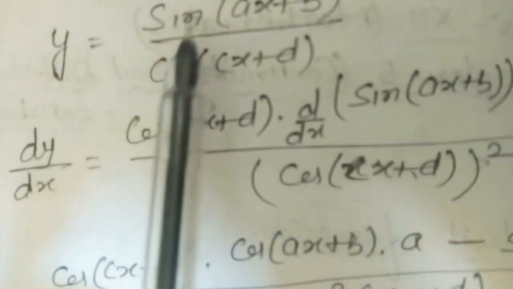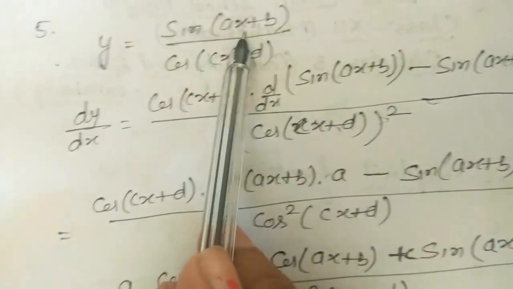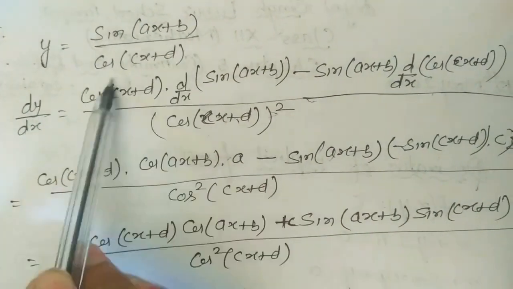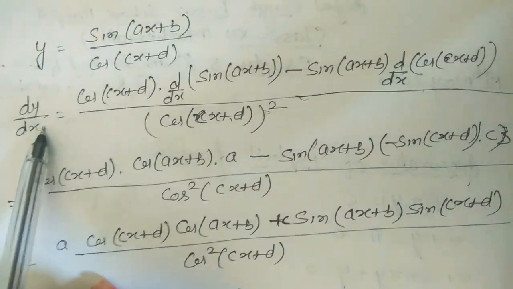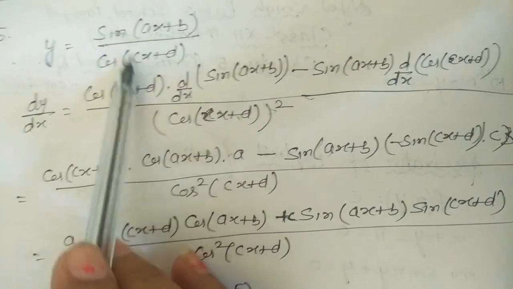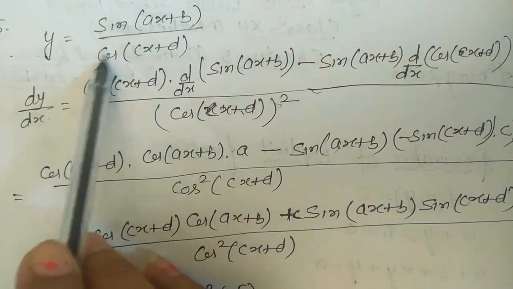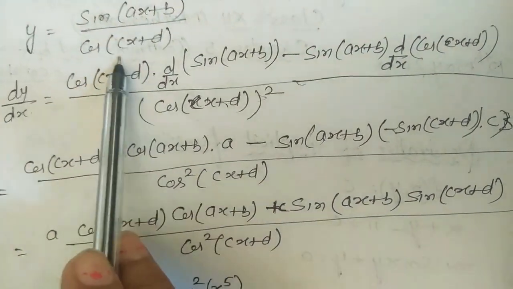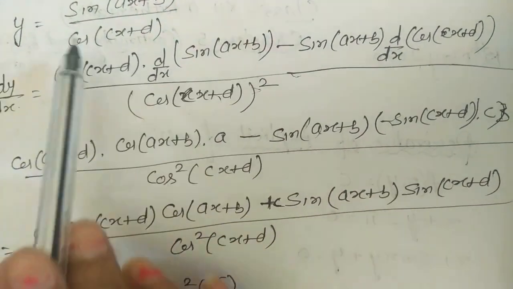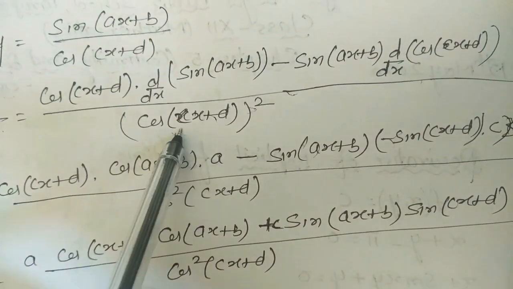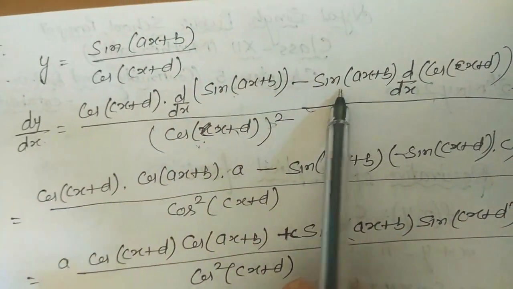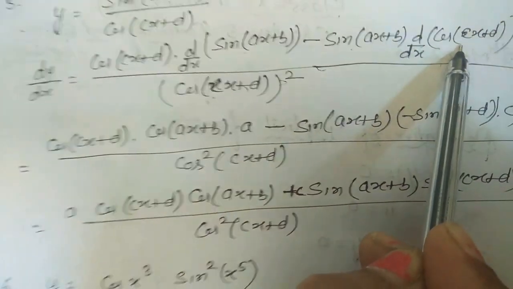Now come to the fifth question. In the fifth question, we have to find the derivative of sin(ax + b) upon cos(cx + d). Let y be equal to this. Then we will apply the quotient rule because the numerator and denominator are both functions of x. What is the quotient rule? Denominator square, it means v square, v as it is, derivative of u, minus u as it is, derivative of v.